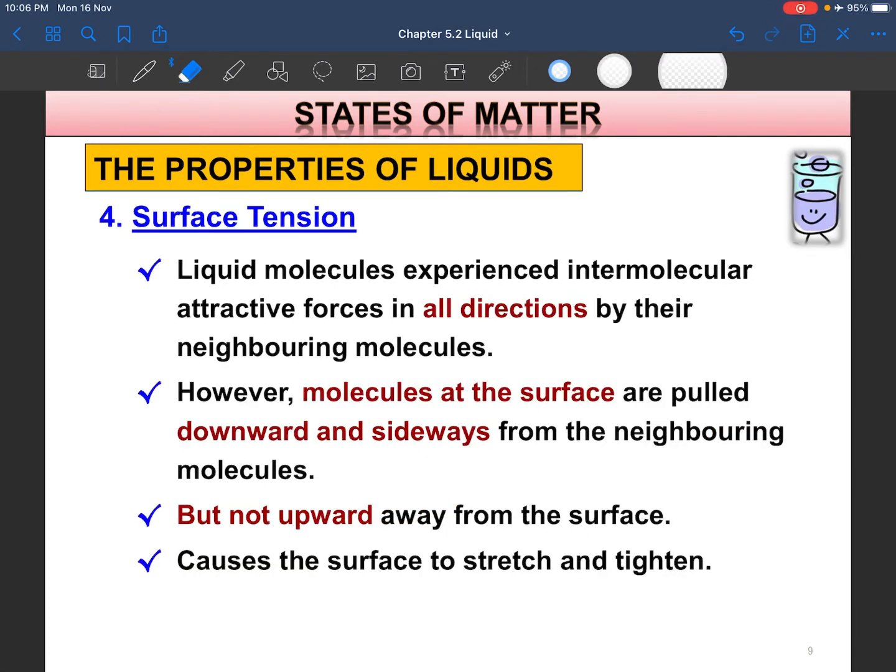Okay, so nak faham surface tension, jom kita tengok explanation ni. Okay, dia kata liquid molecule experience intermolecular attractive forces in all direction by their neighboring molecule. Okay, kiranya liquid molecule dia akan rasa intermolecular forces tu dari semua arah. Okay, and then however molecule dekat surface pull downward and sideways. Kiranya molecule yang dekat surface tertarik ke bawah dan ke tepi from the neighboring molecule, but not upward away from the surface. This causes the surface to stretch and tighten.